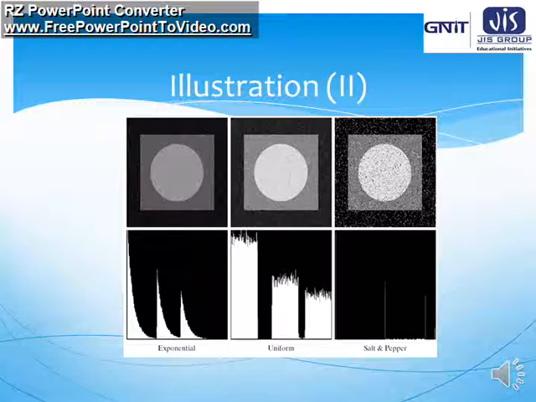Now for the uniform noise, the histogram looks almost like a square pulse, and for the salt and pepper noise we have just 2 spikes. So that means this is the histogram of the salt and pepper noise affected image. So hope it is clear. We should move forward to the next slide.